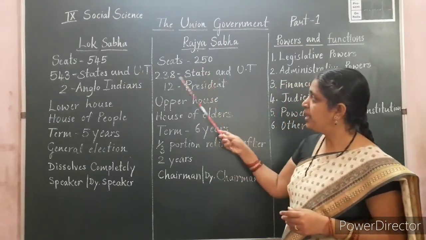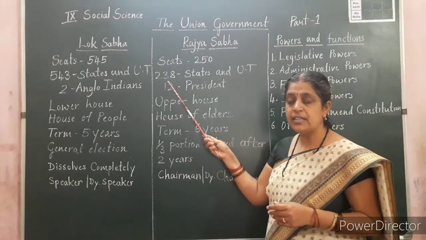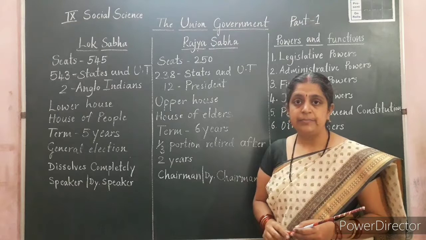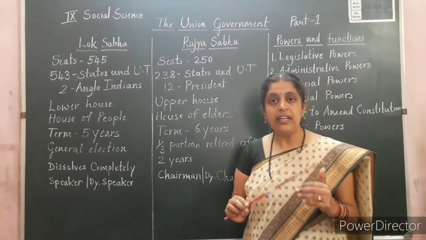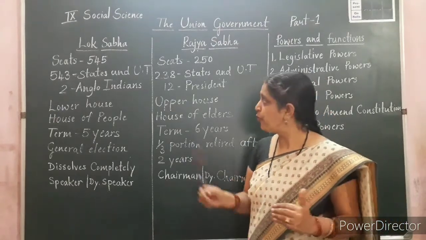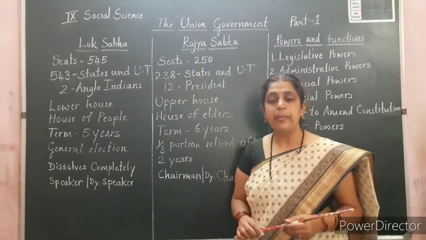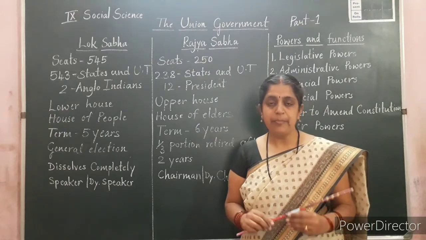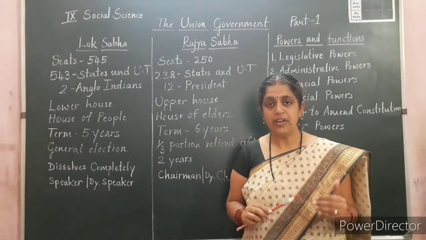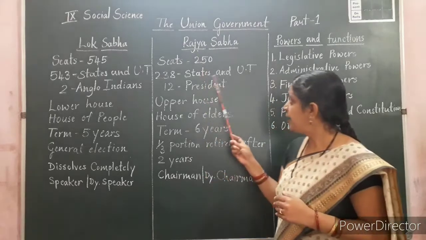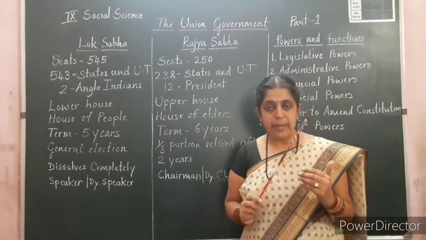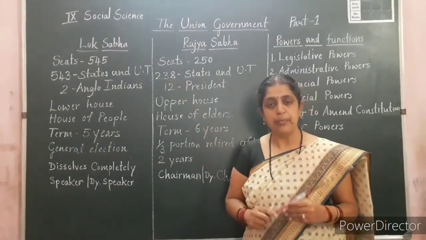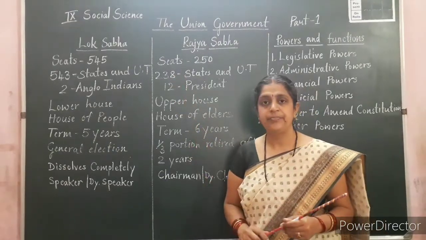Out of 250, 238 members are elected by the states and union territories. The elected members of the state assemblies vote for these 238 members. They are not elected together; they are elected part by part.